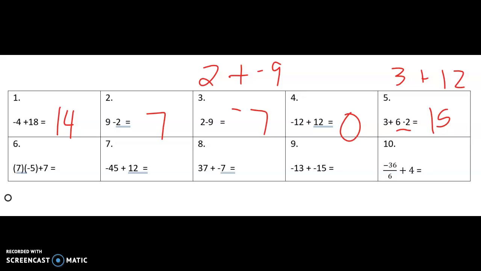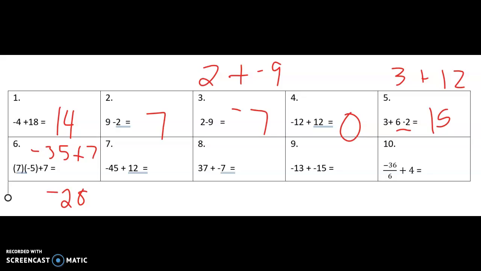Number 6, order of operations, I do multiplication first. 7 times -5 is -35. And then I add 7. Unlike sign subtract, I get 28. Take sign of bigger looking number, -28.